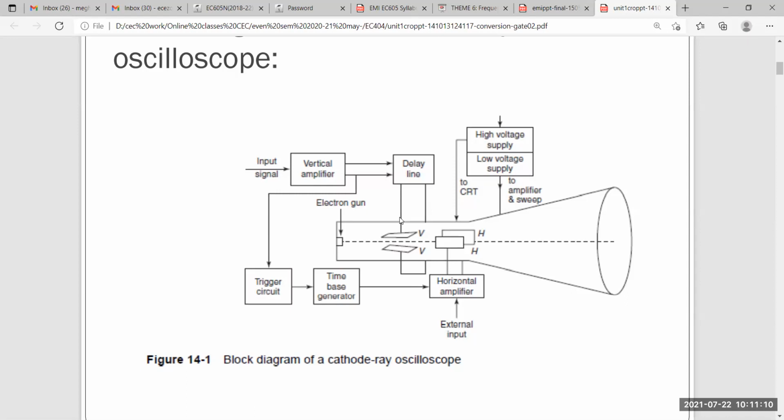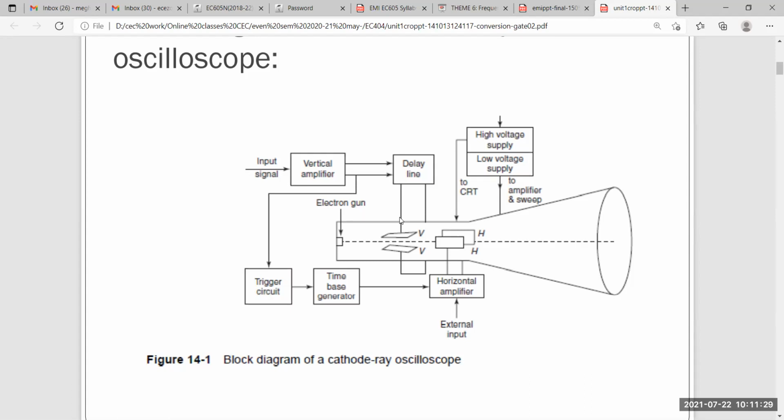You can also see the supply voltages we are giving accordingly, connected to the CRT. Follow this picture nicely. This picture is important. It is the basic picture of a CRO.